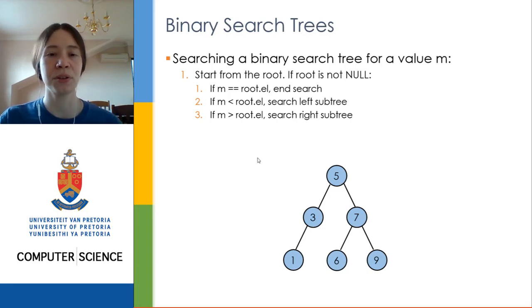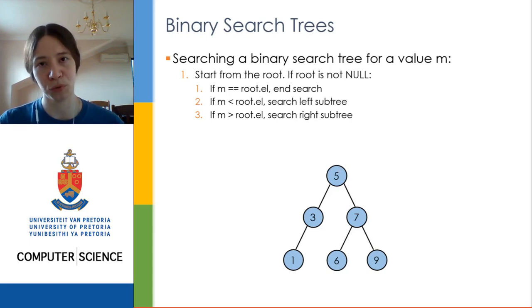You start at the root of the tree. If you're searching for a particular value, you take the value of the root and you compare it to the element that you are searching for. If you were searching for 5, so if the value is equal to the root, then good for you. You have already found the element you were looking for.